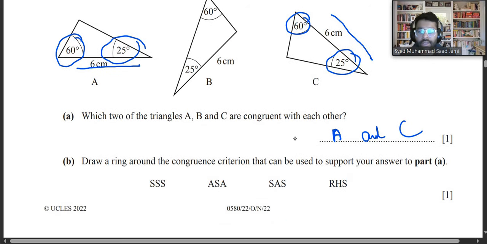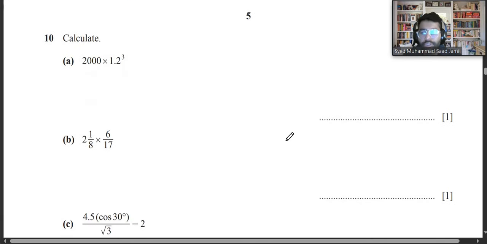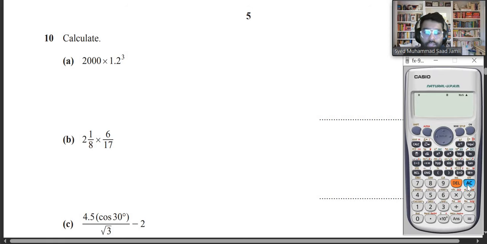Since they don't have angle, angle, side, it means angle, side, angle. It's the same thing: 2 angles, 1 side. Now next question, calculate 2000 multiplied by 1.2 raised to the power cube. Over here, use the calculator. 2000 multiplied by 1.2 raised to the power cube.